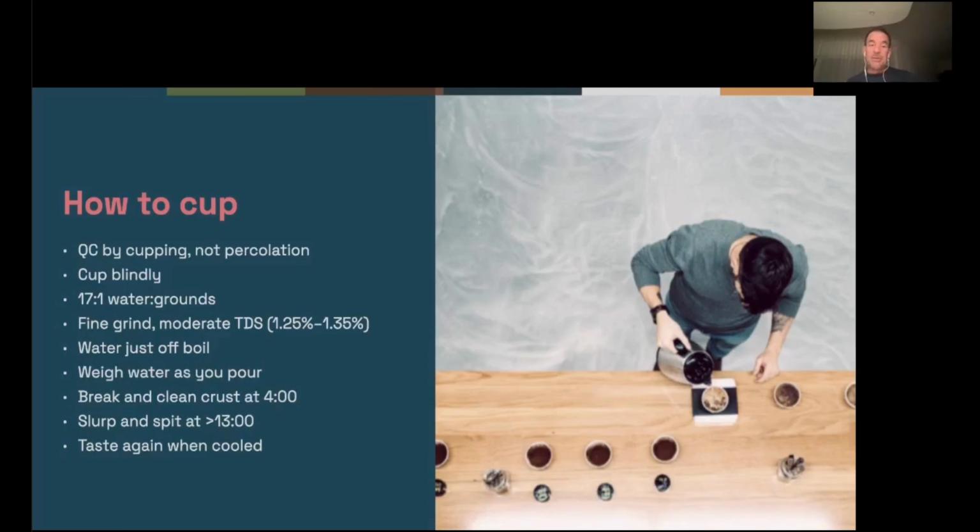But if you hide some of the defects by grinding coarser, you may make it that some of your customers are using the coffee in a way that doesn't taste so good. My recommendation is take notes when you break the crust at about 4 minutes. Take notes when you slurp the coffee hot at about 12 or 13 minutes. Take notes again when the coffee's cooled at about 20, 25 minutes. And then and only then begin to discuss with your cupping partners what you tasted.